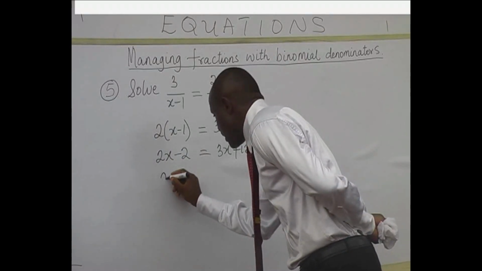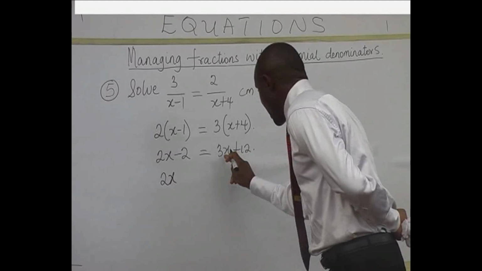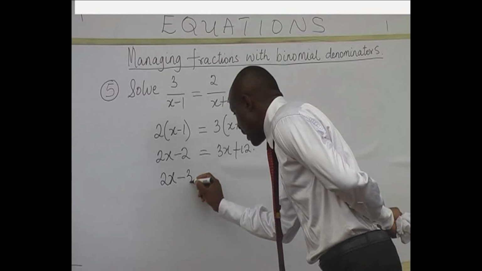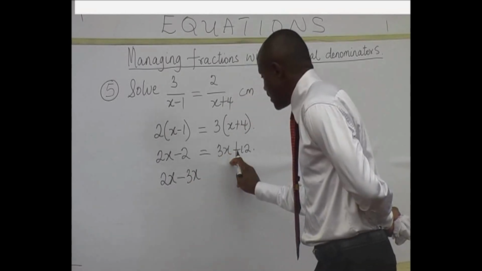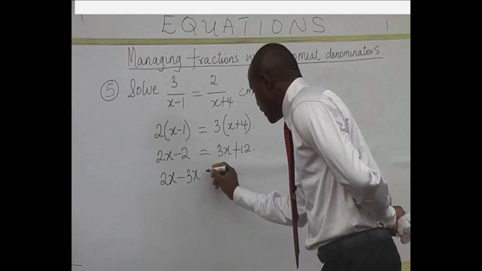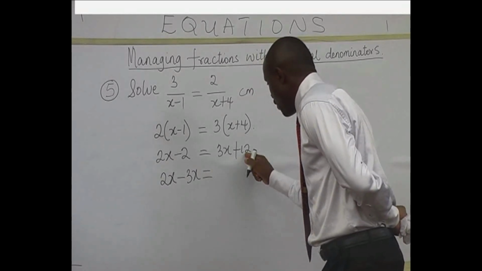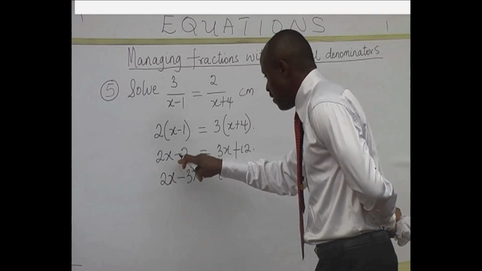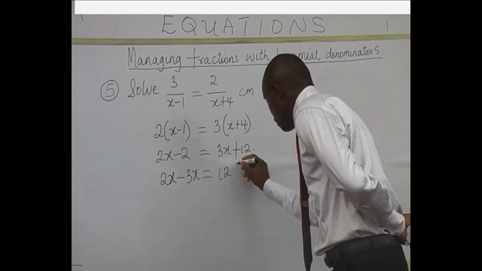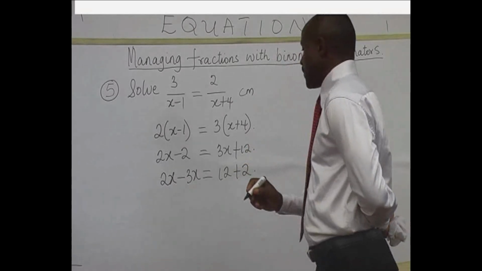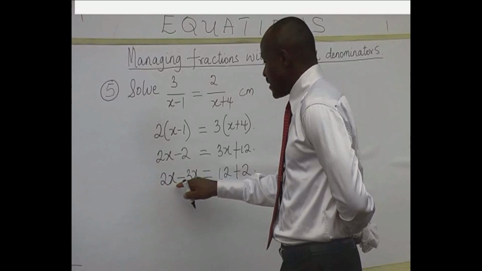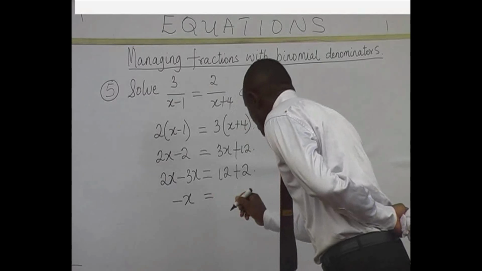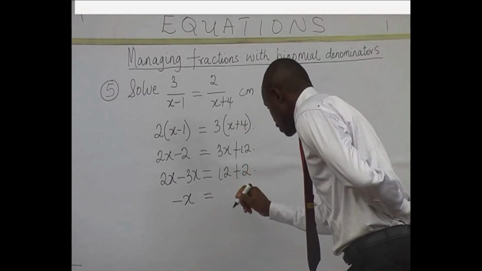2x remains in the left hand side. Bring 3x. Plus 3x will now change to minus 3x when it leaves the right hand side and comes to the left hand side. Bring down your equal to. Already we have 12 here. Write the 12. Minus 2, leaving the left hand side to the right hand side, we change to plus 2. 2x minus 3x will give you minus x. Is equal to 12 plus 2 will give you 14.